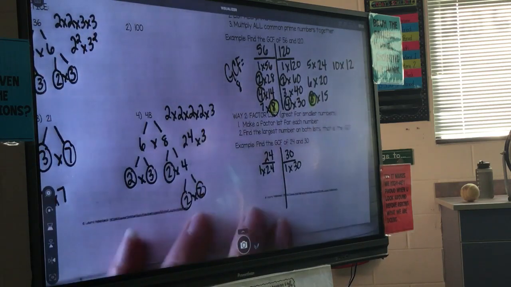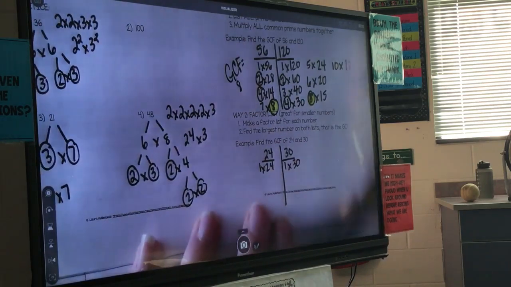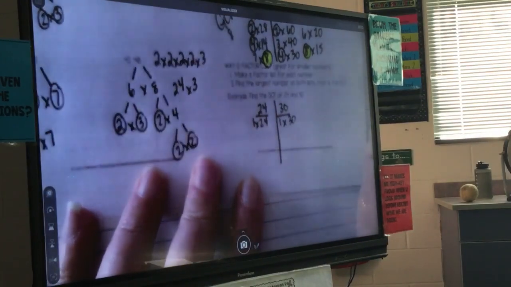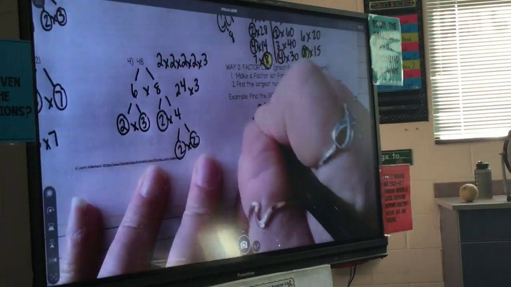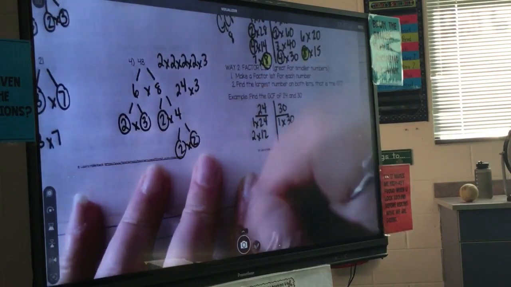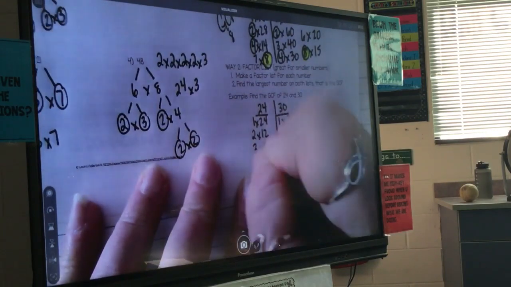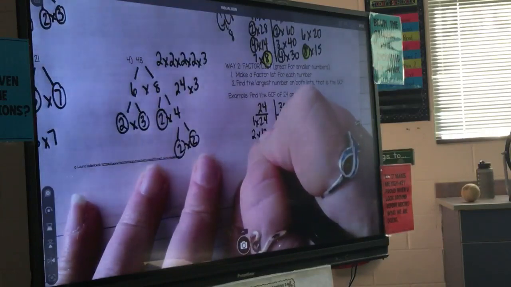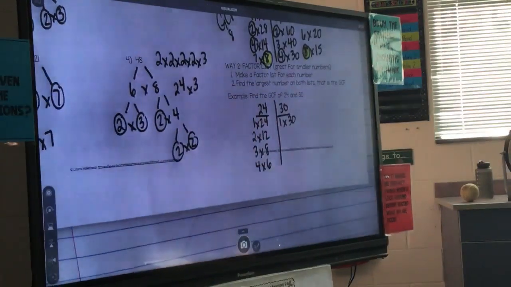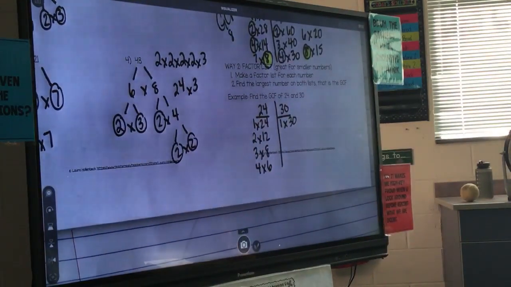All right, let's go ahead and give me the factors for 24. Everly. 2 times 12. Keep going. 3 times 8. 4 times 6. All right. Why does 5 not work? Raise your hand and tell me. Doesn't go in evenly. And then 6, we start repeating, correct? Yes. All right. So raise your hand and give me the factors for 30.